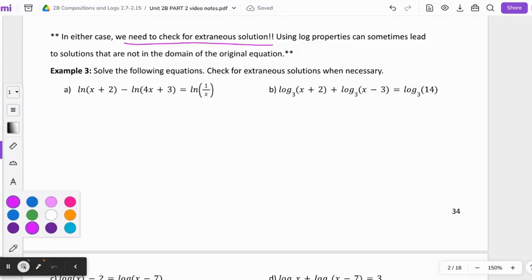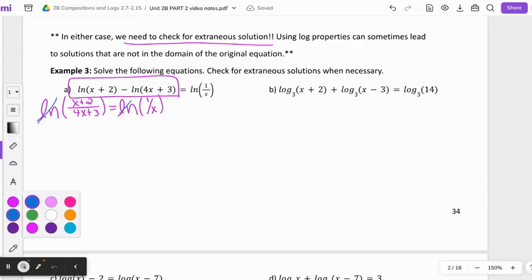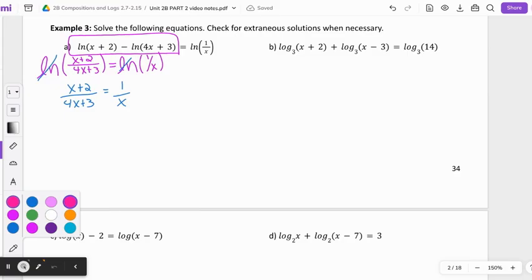All right, so on this first one, we have to get those two natural logs into one natural log quantity. And since it's subtraction, that means they are going to be divided. And then now, since we have the natural log on both sides, we can get rid of the logs and set the two quantities equal to one another. I'm going to cross multiply because we have a proportion. So x squared plus 2x equals 4x plus 3.